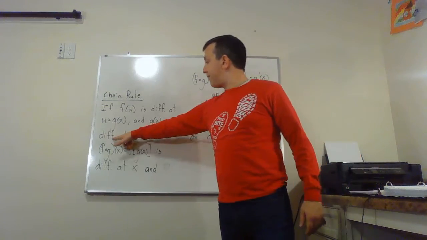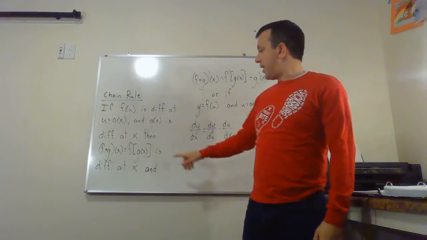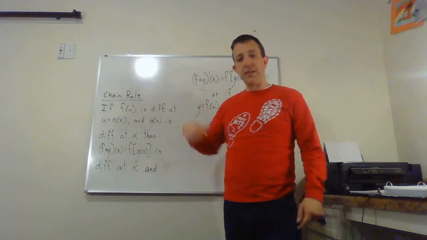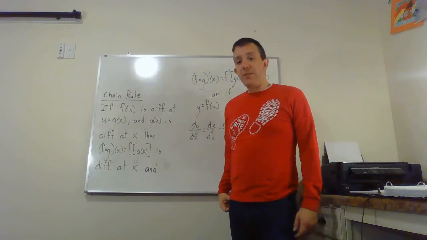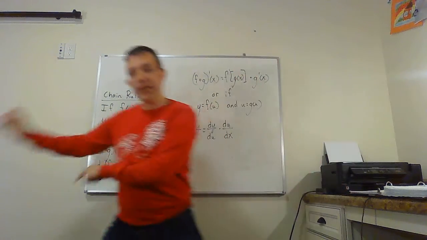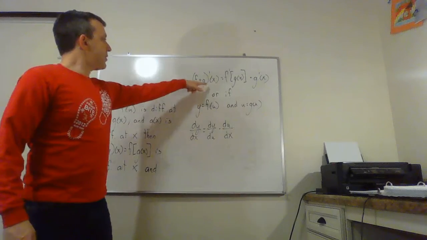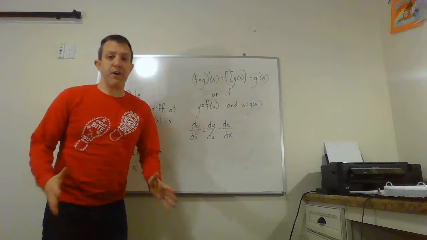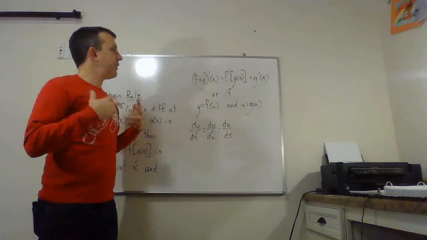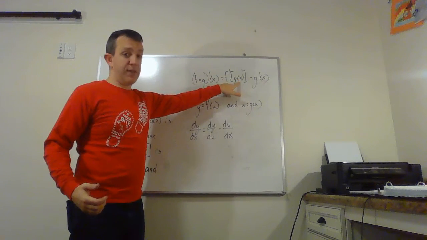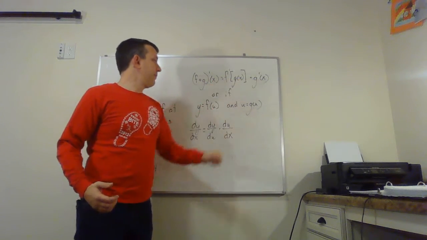And g of x is differentiable at x, then the composition function f circle g of x, equal to f with g of x stuck on the inside, is differentiable at x. And to the side, f circle g prime of x, so the derivative, here's the fun part, is equal to f prime of g of x times g prime of x.